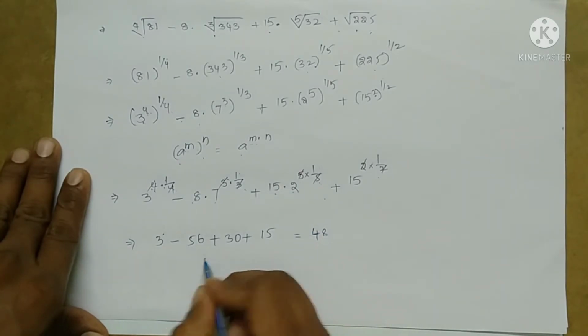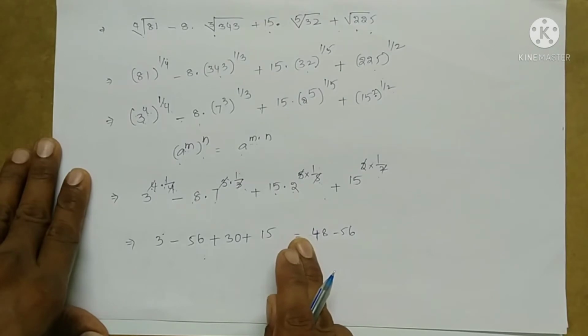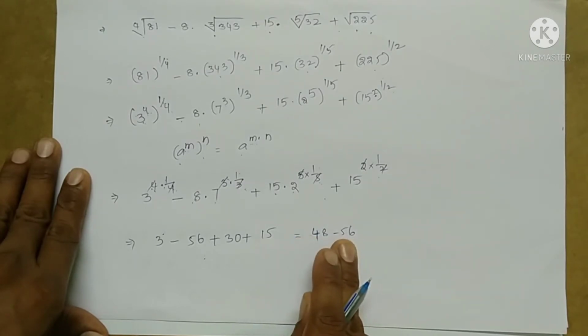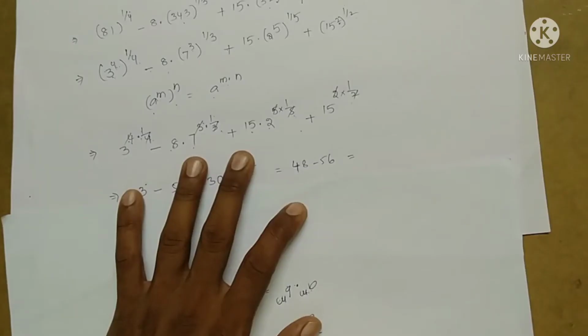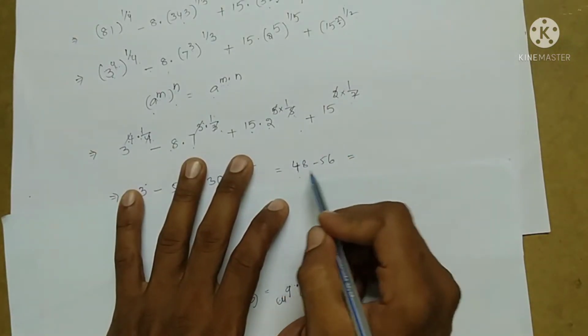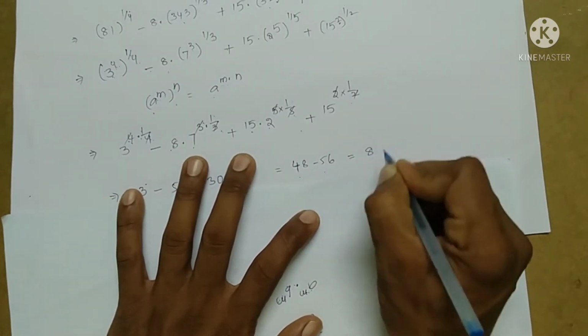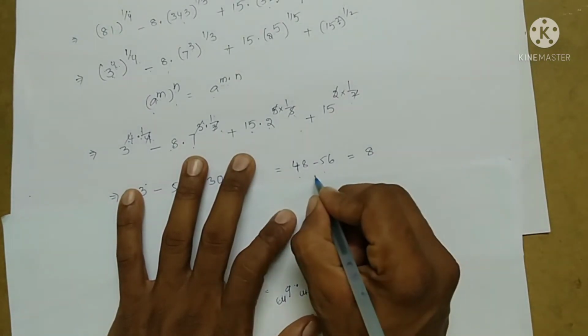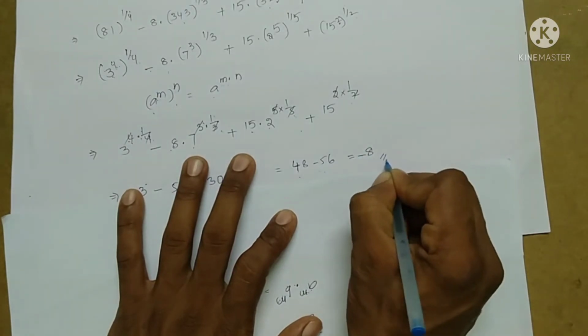minus 56. So one is a positive sign, one is a negative sign. What we have to do? Here it is subtraction. So plus 48 minus 56. The result is 8. Here we have to take the sign of the highest one, that is minus 8. This is the final result.